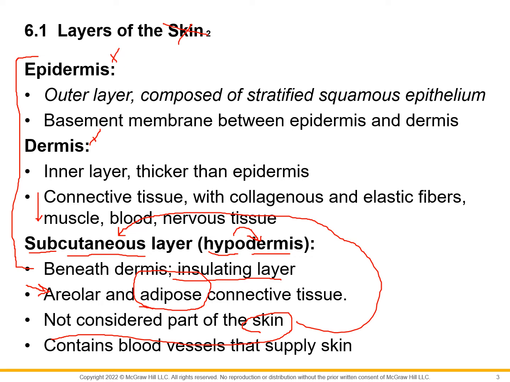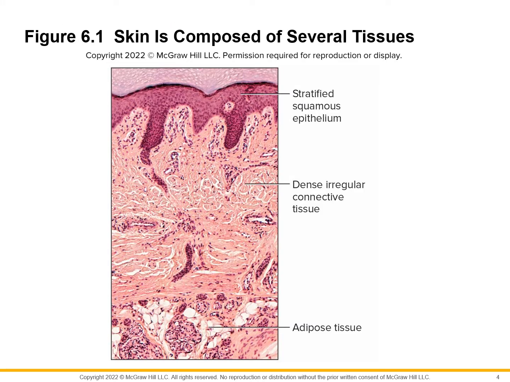Besides areolar and adipose tissue, it contains a lot of the blood vessels that go up into the dermis and the epidermis. This is a picture of a tissue slide of the integumentary system. This is the epidermis, and as we saw when we looked at tissues, it is stratified squamous epithelium. We're going to see some other interesting things in there. This stratified squamous epithelium has a wavy basement membrane, which was one of the defining features we talked about.